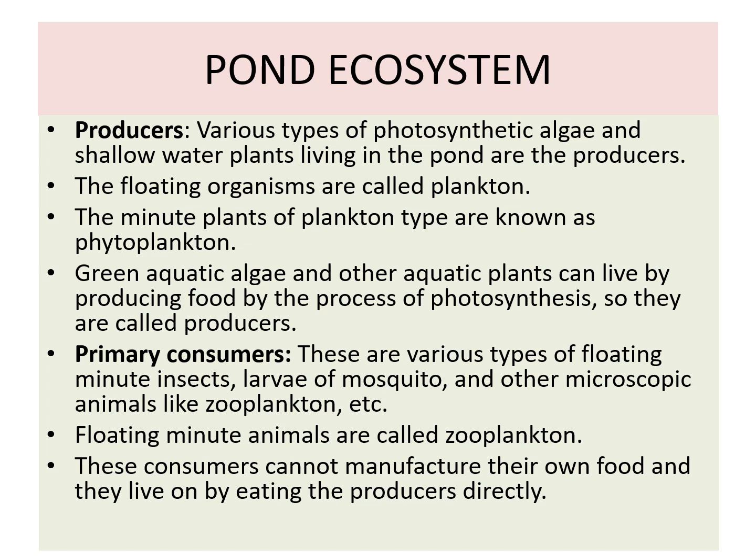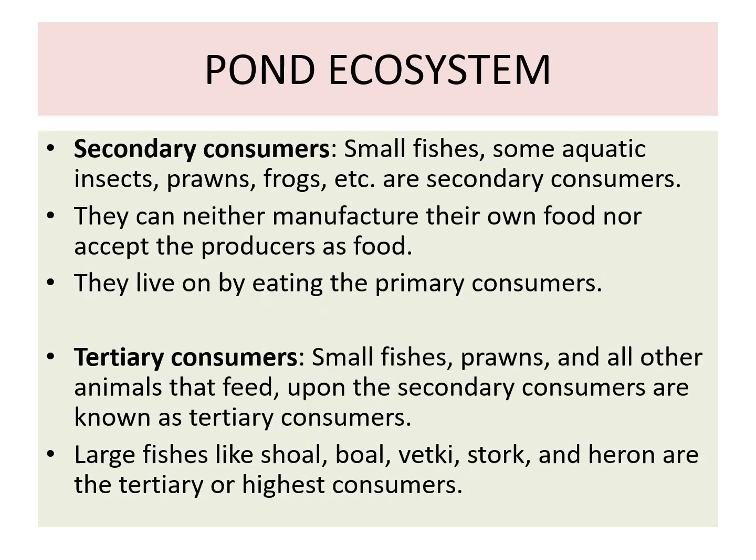Coming to the primary consumers, they are of various types, maybe minute insects, larvae of the mosquito and other microscopic animals. The microscopic animals which are floating are also known as zooplanktons. Most common consumers cannot manufacture their food. They have to depend upon the producers for their energy requirement.